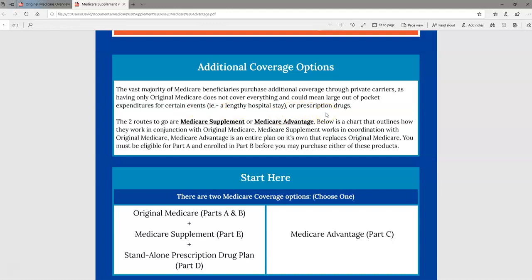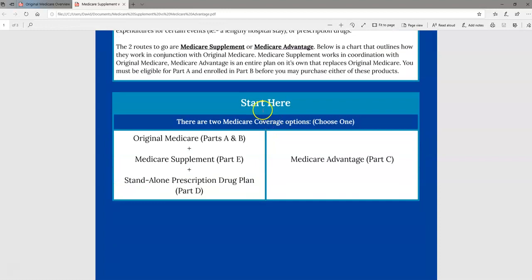Now, because I noted on the bottom of the previous page that Parts A and B do not cover prescription drugs, the two routes to go are Medicare Supplement or Medicare Advantage. Below is a chart for how they work in conjunction with original Medicare. There are only two options, and we want to make sure everyone's aware of this. You can only pick one of the options. You cannot pick both of these. You cannot be enrolled in these simultaneously. You can't choose a Medicare Advantage plan and a Medicare Supplement plan. They will not allow you to do that. You must be one or the other.